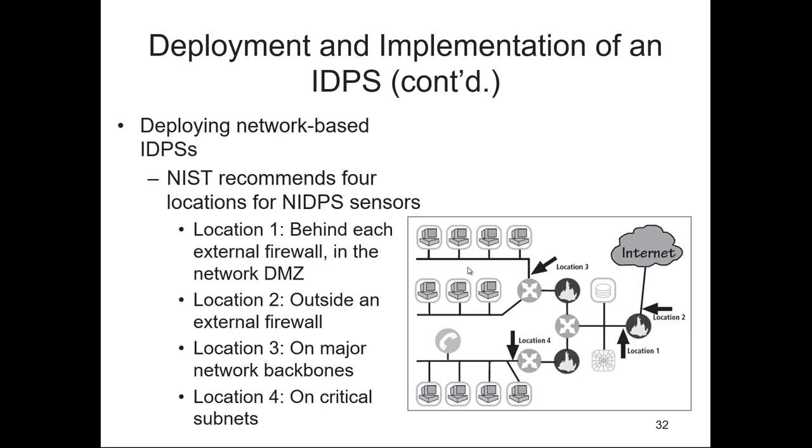The fourth location, on critical subnets, where the IDPS detects attacks targeting critical systems and resources. This location allows organizations with limited resources to focus these resources on the network assets considered of greatest value. So mostly we need to focus the IDPSs and the resources that we have on network assets, and protect those organizational assets as much as we can.